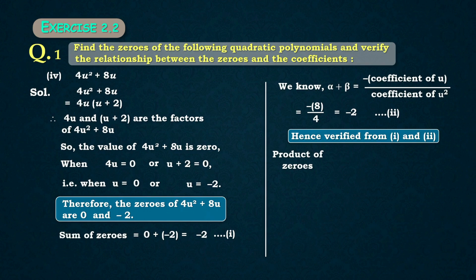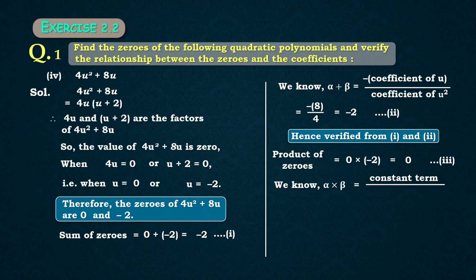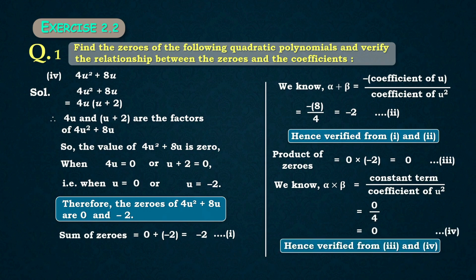0 multiplied by -2 equals 0. According to the formula, the product of the zeros is equal to the constant term divided by the coefficient of u squared. In this polynomial, there is no constant term, which means the constant term is 0. So 0 divided by 4 equals 0. Both values are equal. Hence, the second relationship is also verified. Therefore, we have successfully found the zeros and verified the relationship between the zeros and the coefficients.